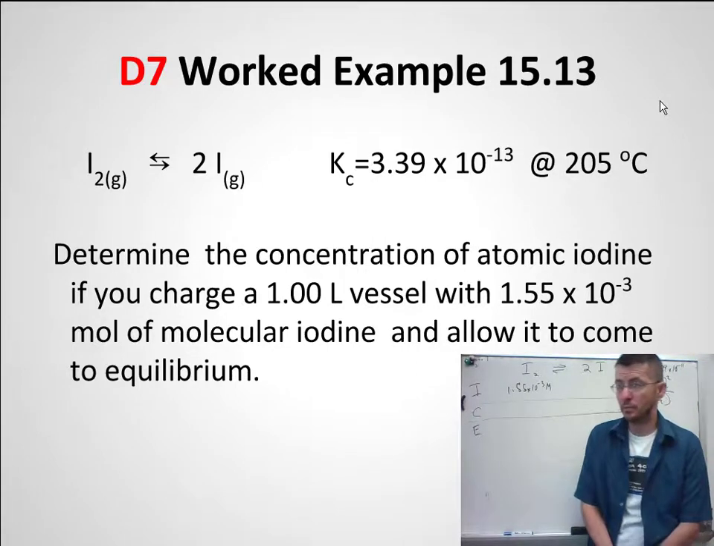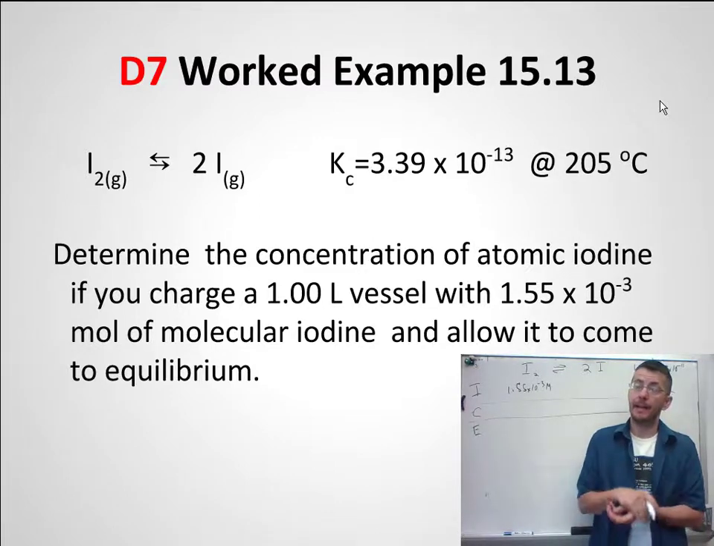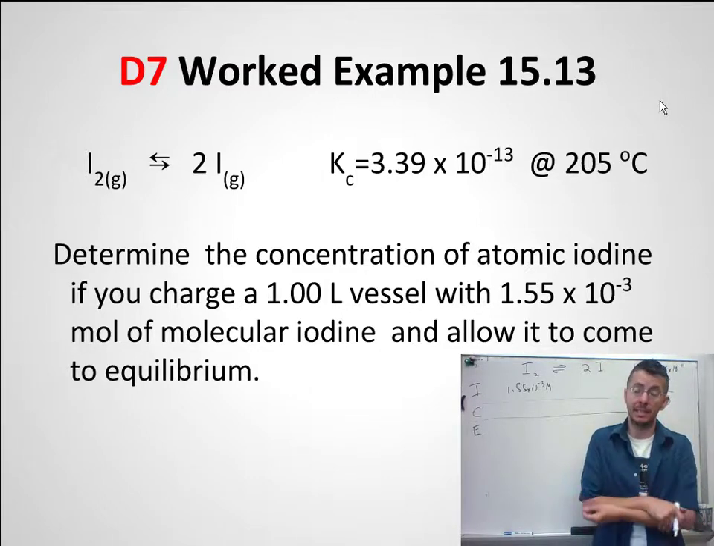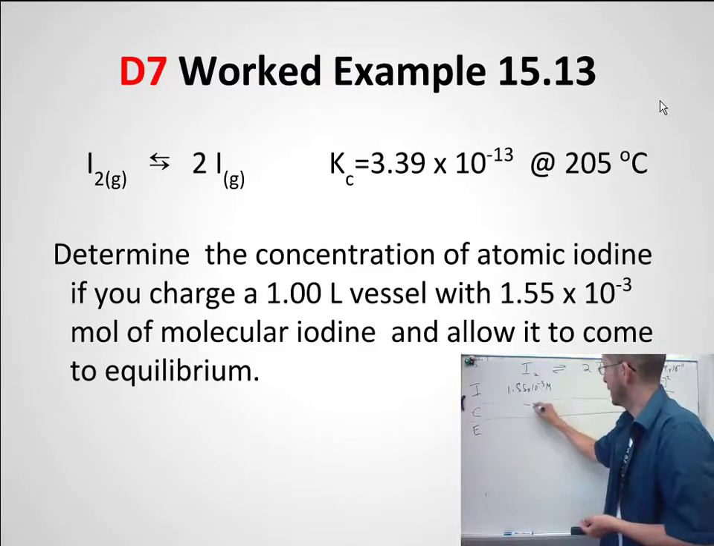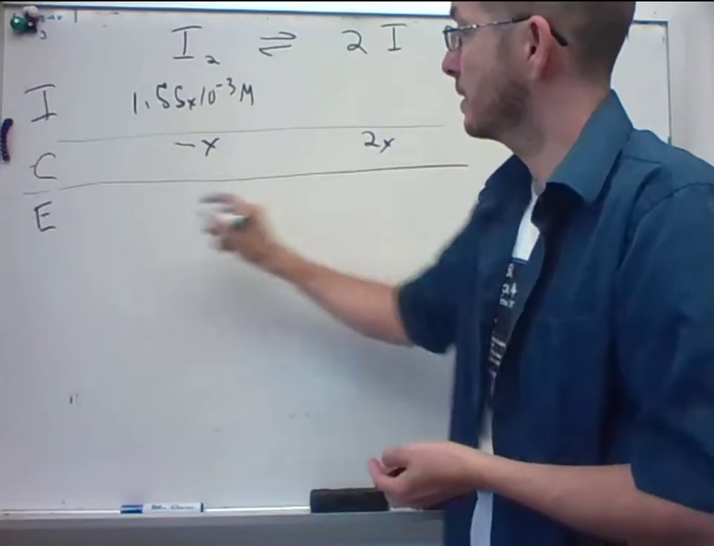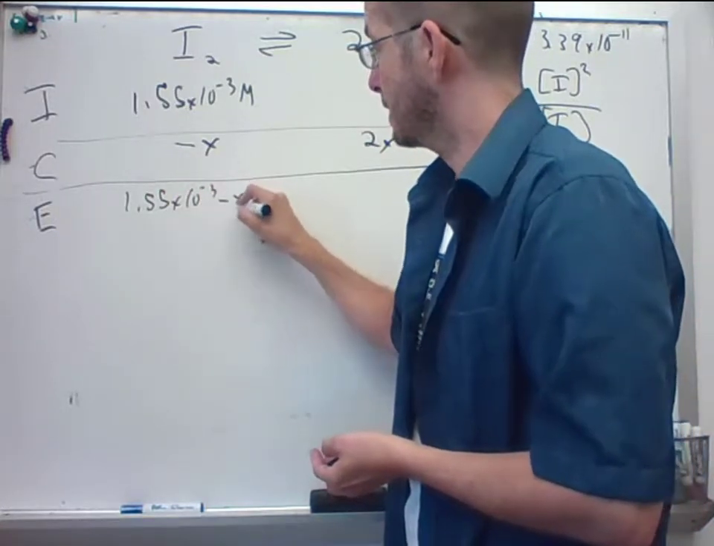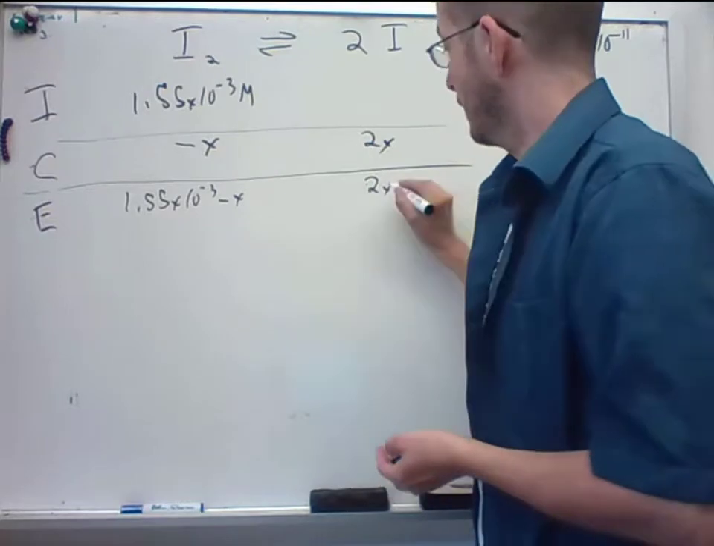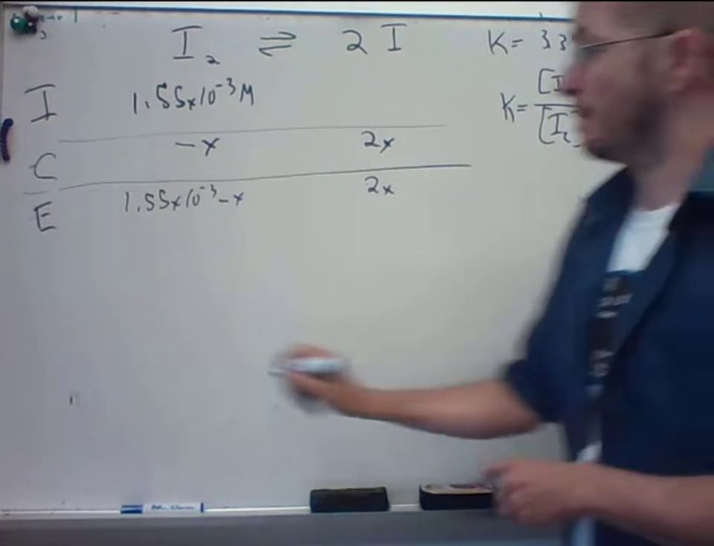Once again, we're faced with a situation where we're given K and an equilibrium statement, and we're asked to find out what the concentrations are when the system reattains equilibrium. So, set up our ICE table like normal. And here we have our changes, minus x, here it's plus 2x, and so at equilibrium this is 1.55 times 10 to the minus third minus x, and this will be 2x. And we can plug it into our equilibrium expression.